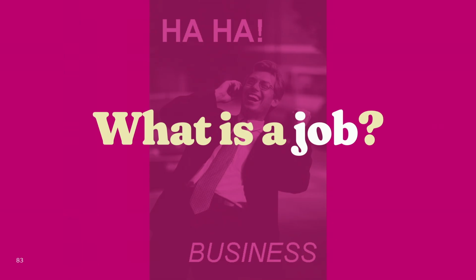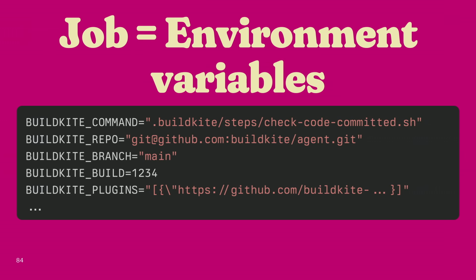So now I've described some of the chaos involved in YAML parsing, we need to talk about what a job is. What is a job? Well, from the agent's perspective, a job is basically a list of environment variables. These are produced by the backend based on the pipeline that you feed it. So here's some corresponding environment variables to that pipeline step I showed you before. There's the command, runs the script. Where's the repo? It's this repo, and so on and so forth.